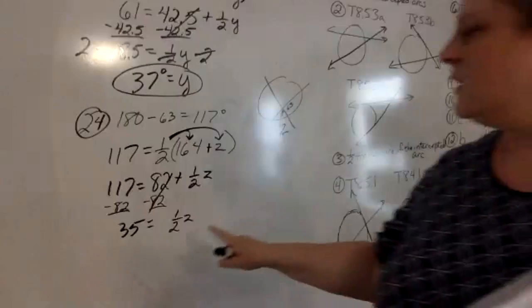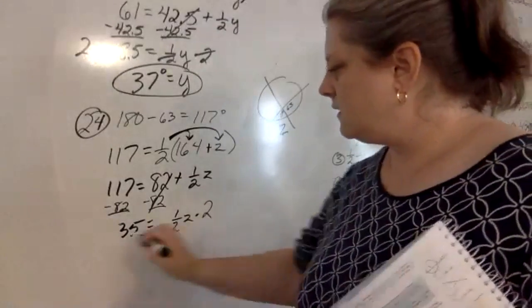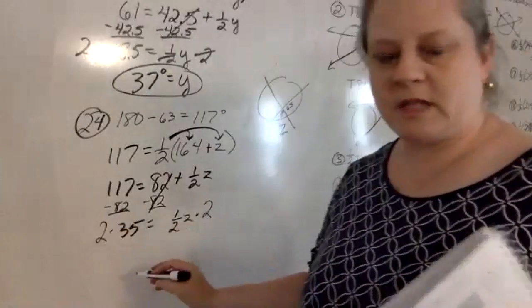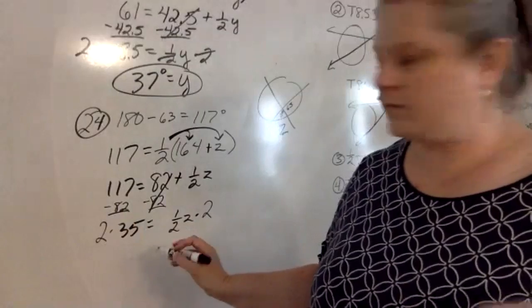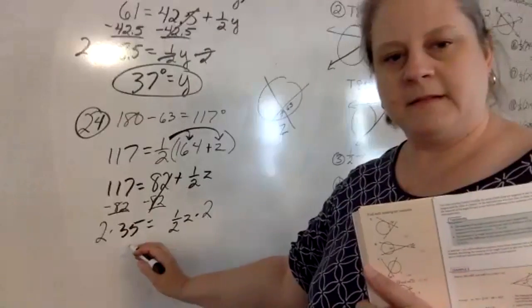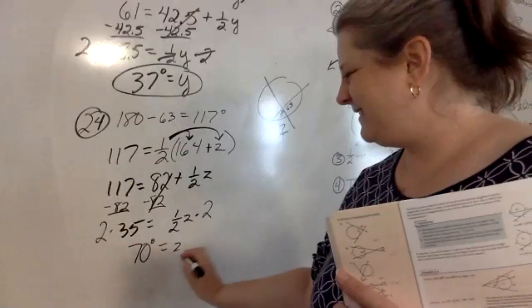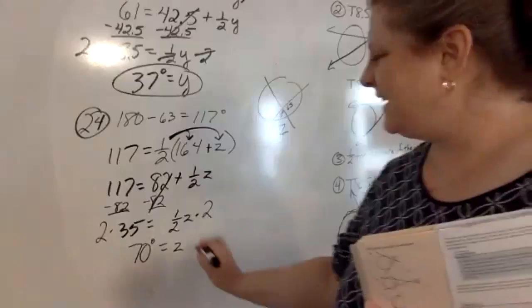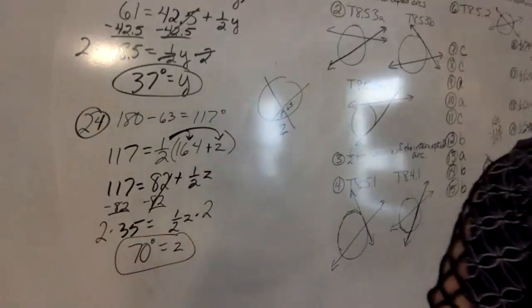Okay. So to get rid of the 1/2, I multiply by 2. What's 2 times 35? 70, Michael, of course. 70. So z is 70. Okay. Hey, speed up, pick up the pace here. All right.